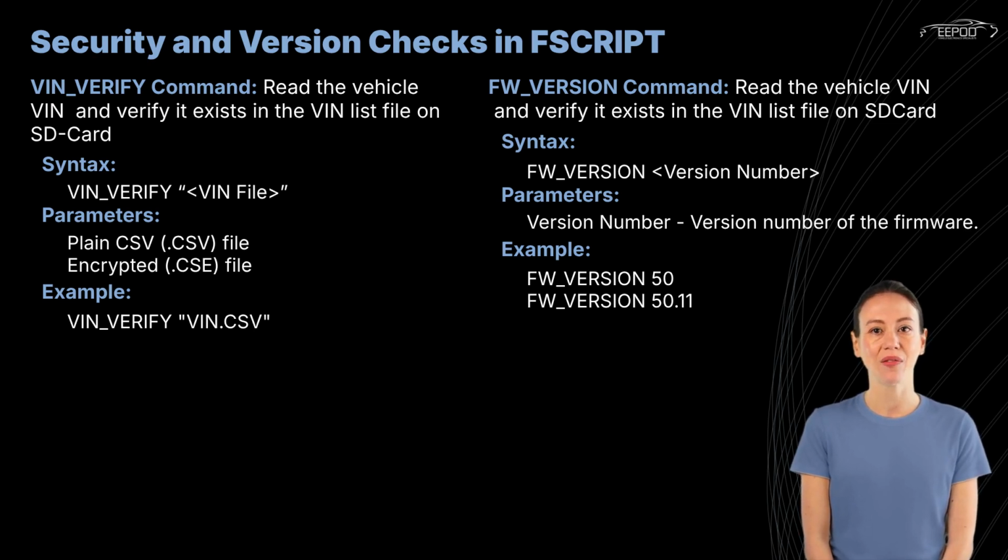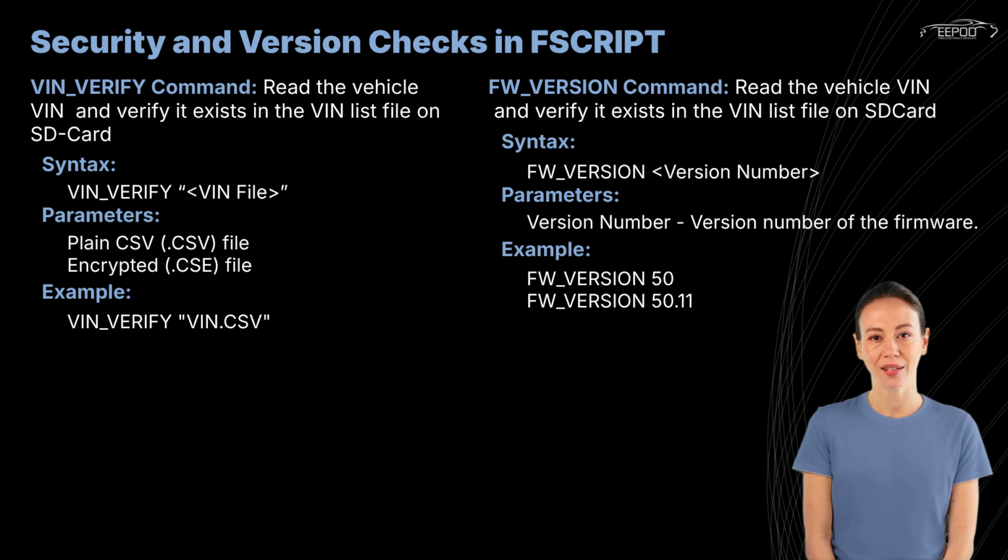Check the syntax. The VIN file can be a plain CSV file or an encrypted file. Check out the example. This will block the script if the current vehicle's VIN is not listed in that CSV. FSCRIPT checks: if the VIN is in the list, the script continues. If it's not, it shows an error and exits to the main menu.